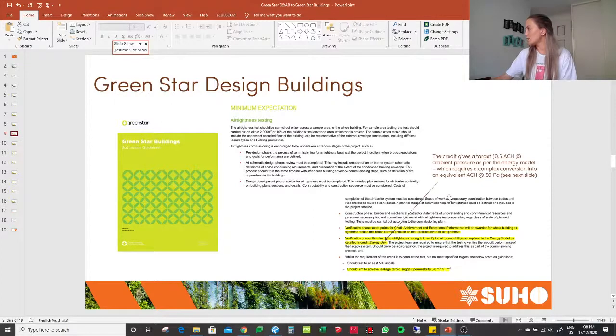Okay, now onto the bit that I guess I'm still a little bit unsure about, and I'm inviting discussion on this. So there's a sentence that says, verification phase, the aim of air tightness testing is to verify the air permeability assumptions in the energy model as detailed in the credit energy use. So what that says is we're trying to verify the air infiltration in the energy model in real life.